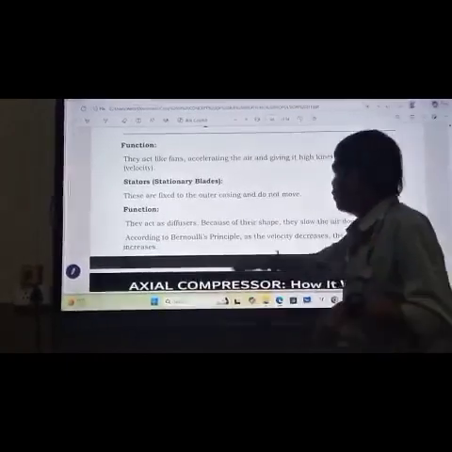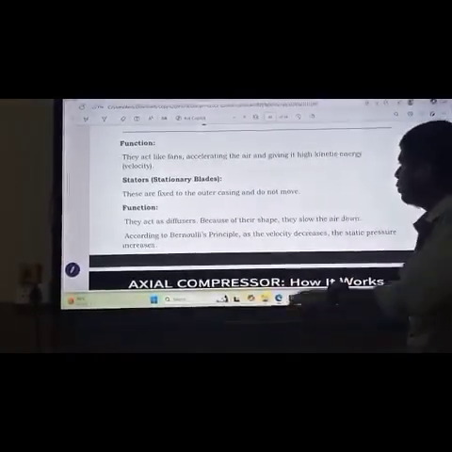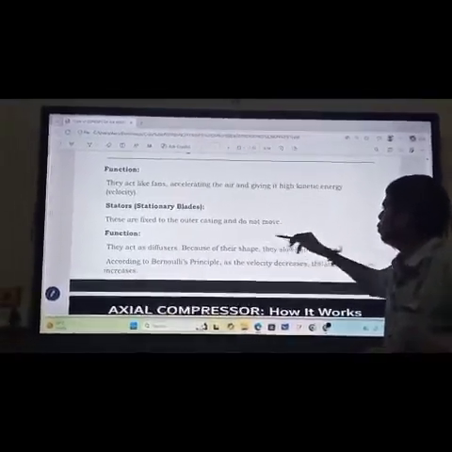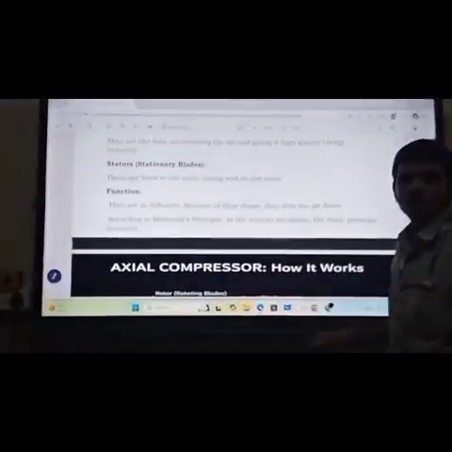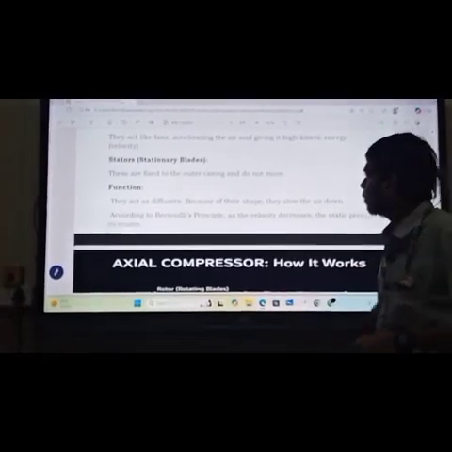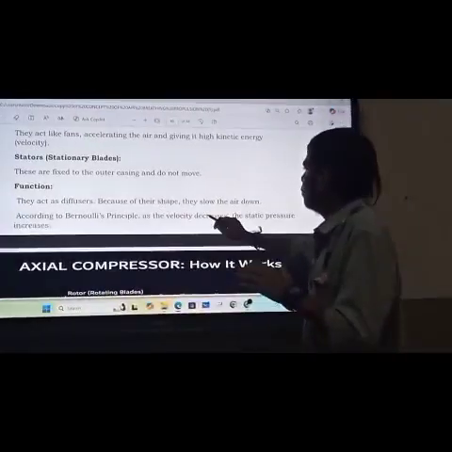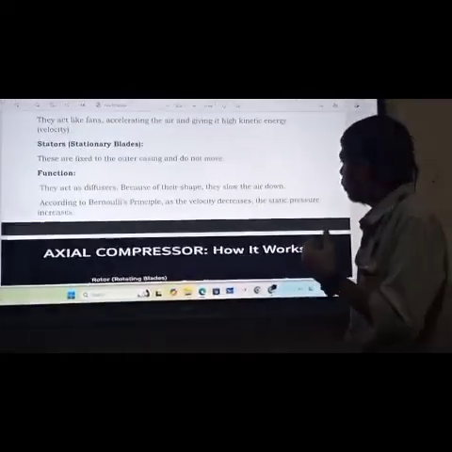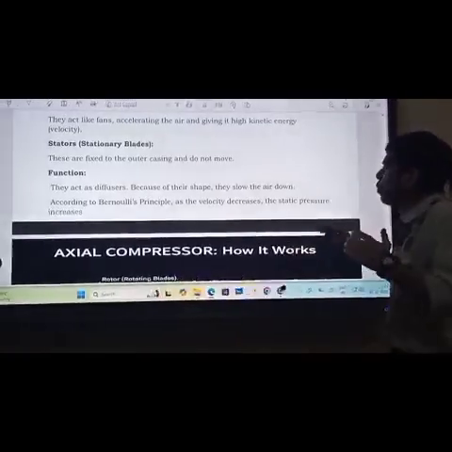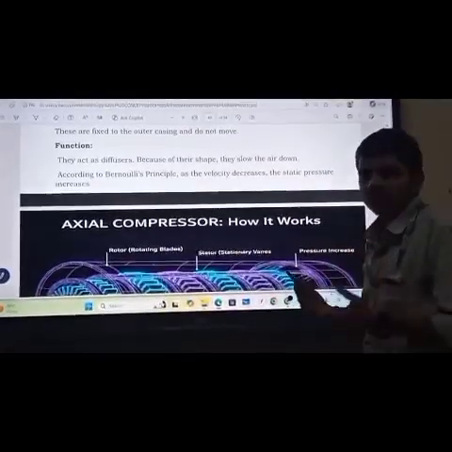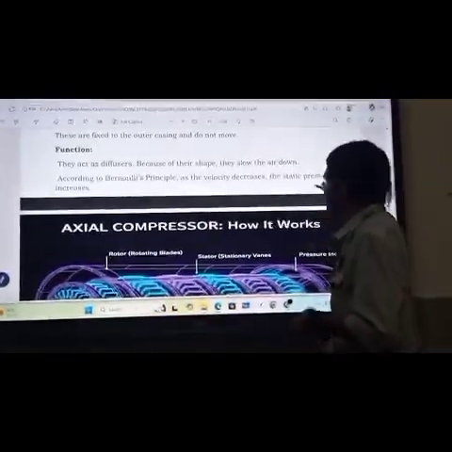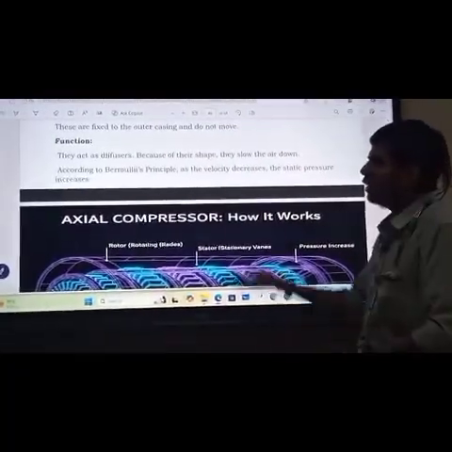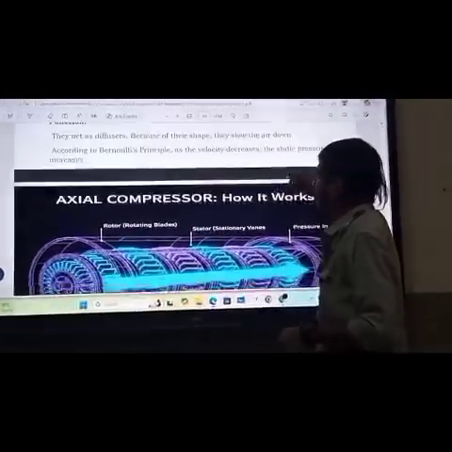Second type of blades, the stator, which is stationary. They are fixed to the outer casing and do not move. Their function is to act as a diffuser: because of their shape, they slowly bring the air speed down. According to Bernoulli's principle, as the velocity decreases, the static pressure increases.